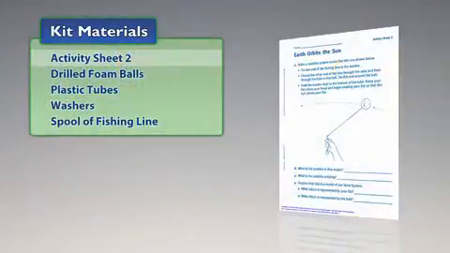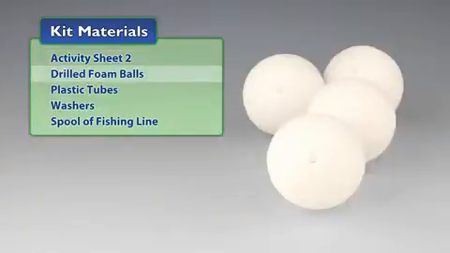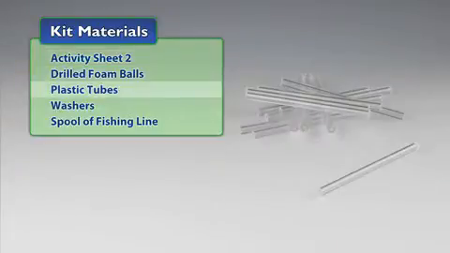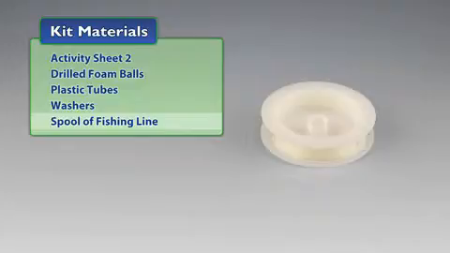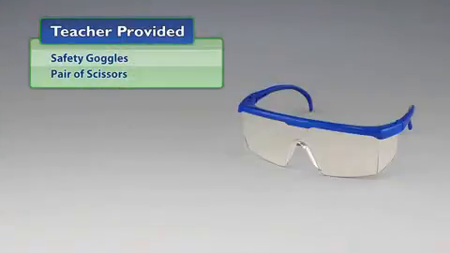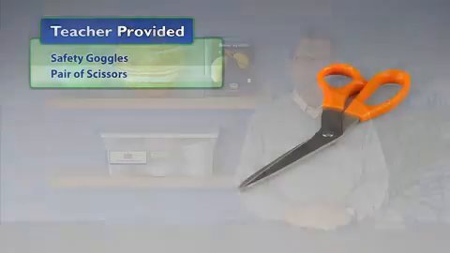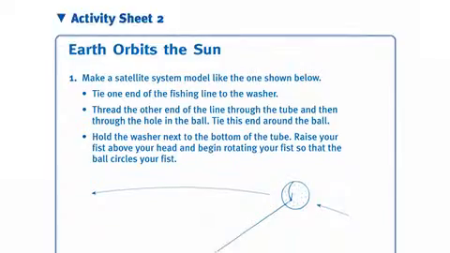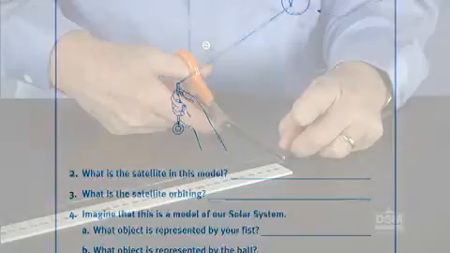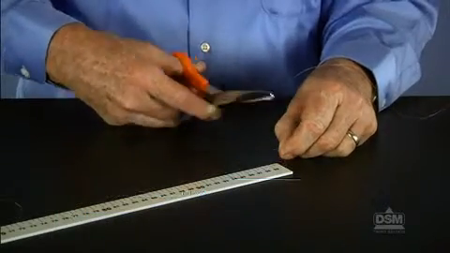You'll need the following materials from the kit: Activity Sheet 2, drilled foam balls, plastic tubes, washers, and one spool of fishing line. You'll also need to provide safety goggles and a pair of scissors. To prepare for the activity, make a copy of Activity Sheet 2 for each student. Cut a 1 meter length of fishing line for each team of 2, plus 1 for your demonstration model.